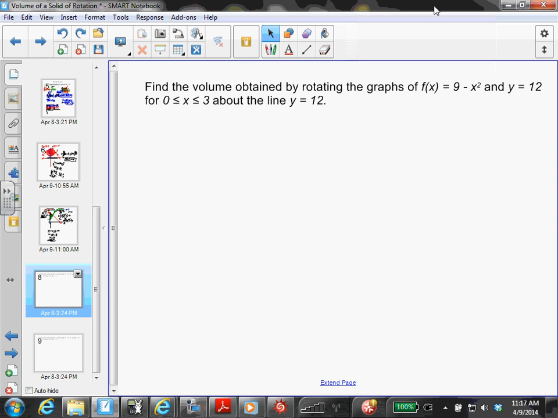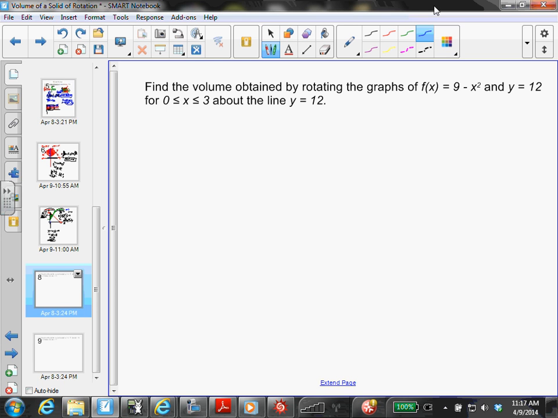All right, so we're going to find the volume obtained by rotating the graphs of f of x equals 9 minus x squared and y equals 12 about the line y equals 12, and we're going to do it for the interval between 0 and 3.